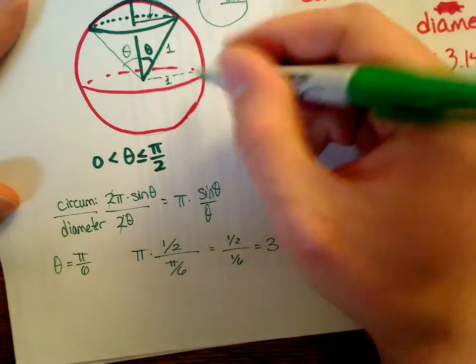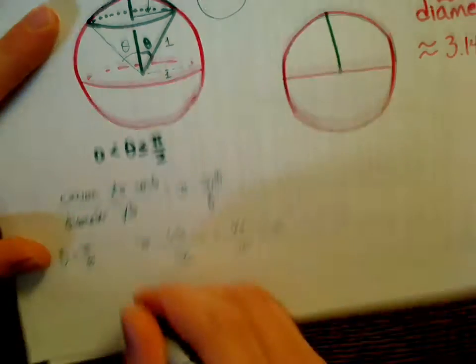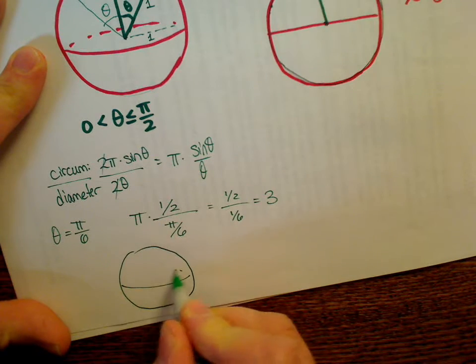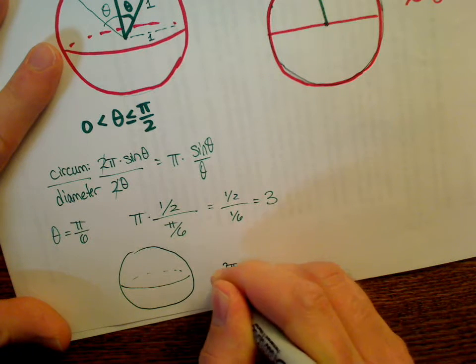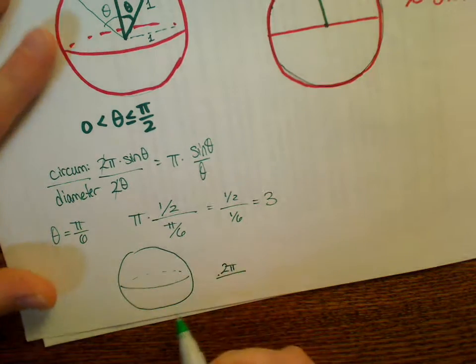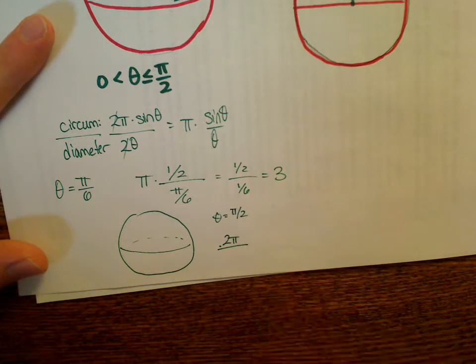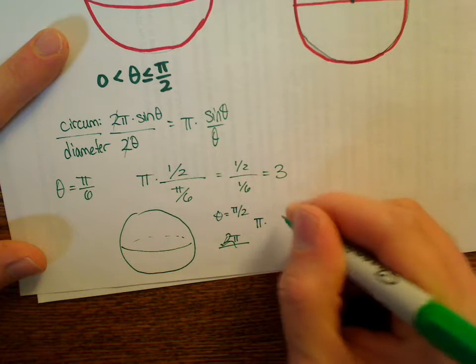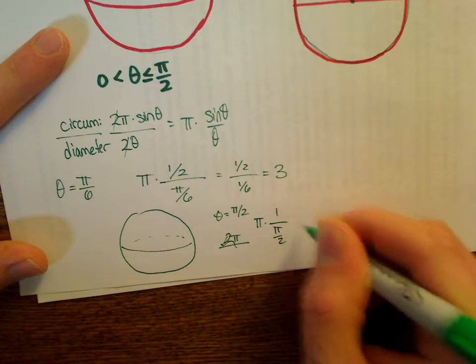And pi goes from 3, it goes all the way down. If we're at the equator, we're looking at, well, that's radius 2 pi divided by, so for theta equals pi over 2, we're looking at pi times sine of pi over 2, which is 1, over pi over 2.